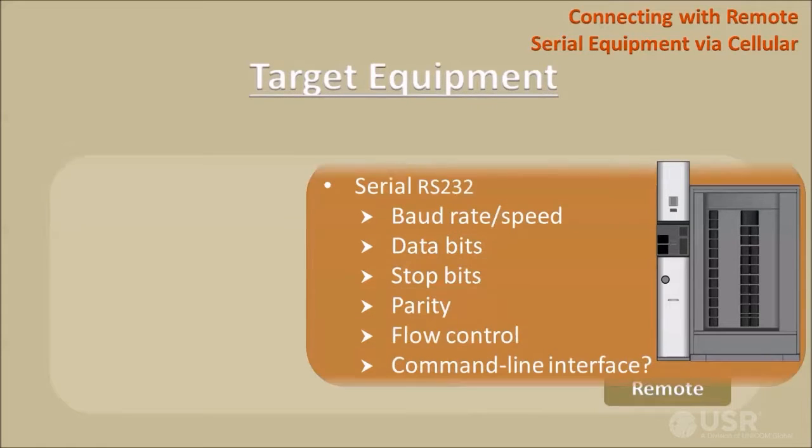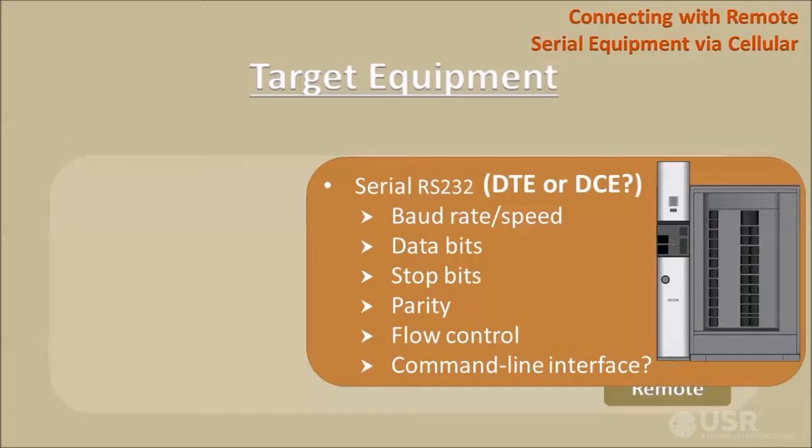The remote target equipment has a serial interface that may be either a DTE or a DCE. All serial interfaces are classified as either DTE, data terminal equipment, or as a DCE, data communications equipment. Serial interfaces also have operating parameters. These are baud rate, also called speed, the number of data bits in a character, the number of stop bits in a frame, the type of parity bit, and the type of flow control. And the target equipment may or may not include a command line user interface.